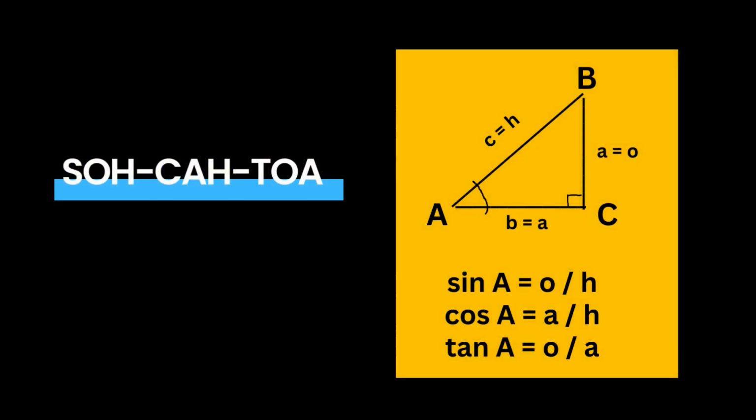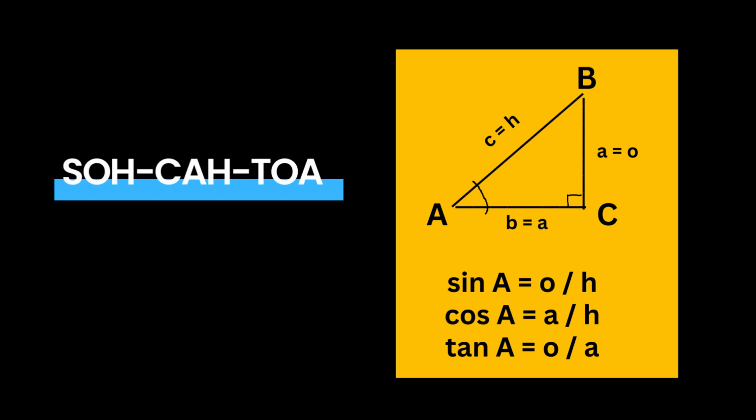The angles and sides can also be computed using SOH-CAH-TOA, a mnemonic for remembering the formulas for sine, cosine, and tangent. The formula SOH, which stands for the sine of angle A, is the ratio of the opposite side and the hypotenuse. CAH, which stands for the cosine of angle A, is the ratio of the adjacent side and the hypotenuse. And TOA, which stands for the tangent of angle A, is the ratio of the opposite side and the adjacent.